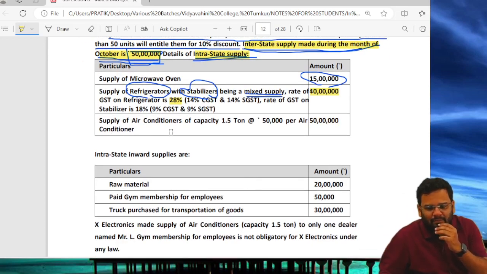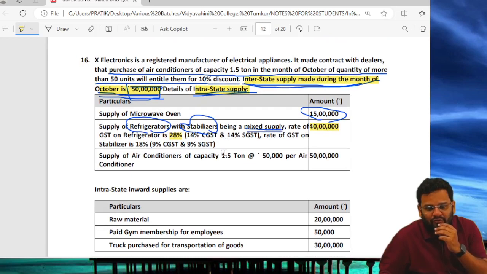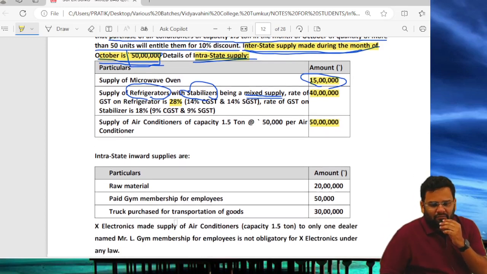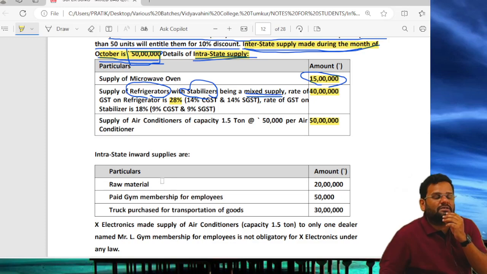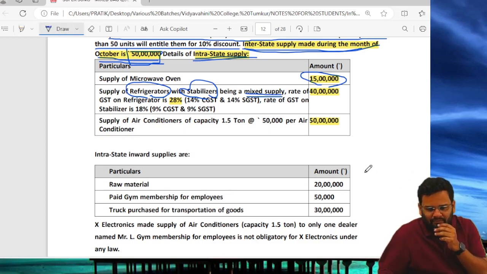And then ACs are supplied of capacity of 1.5 ton at 50,000 per AC, and the assessable value is 50 lakhs. Then we come to intrastate inward supply. Can you tell me why details of inward supply are given? To check ITC. Raw material. Can you take ITC on raw material? Please take.